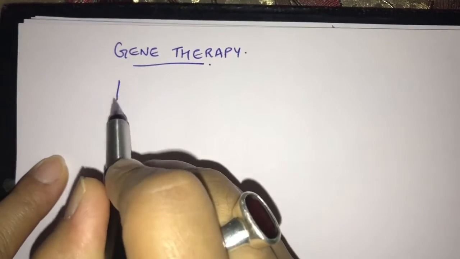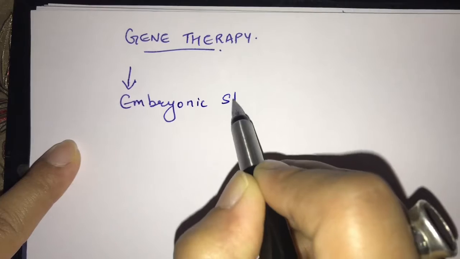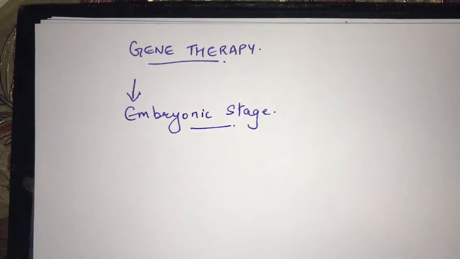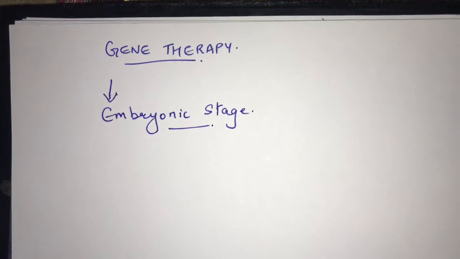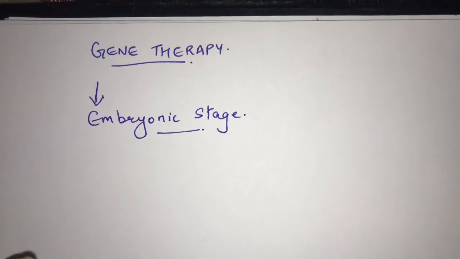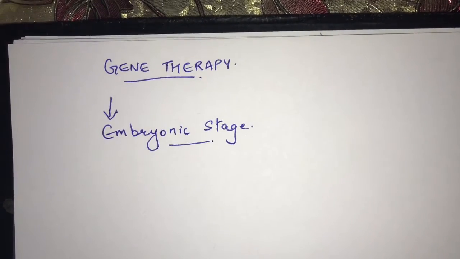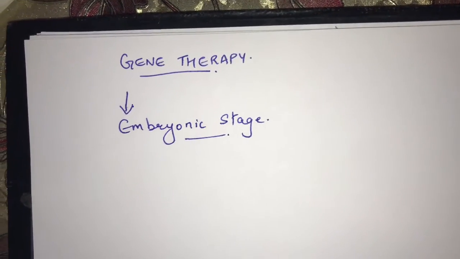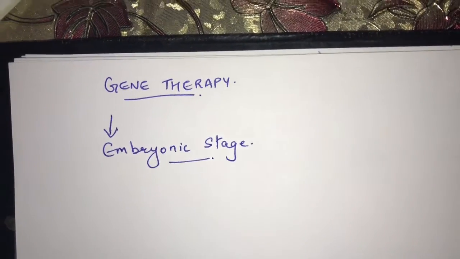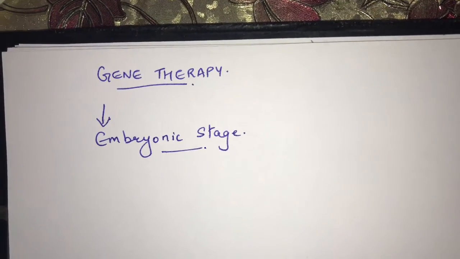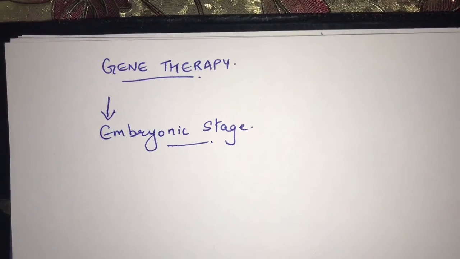So this gene therapy is performed at the embryonic stage. If a genetic disorder is diagnosed before the baby is born, and gene therapy is done at the embryonic stage, then it will last long, it will be permanent. When it is done, the normal gene takes over the function of the defective gene and compensates for the loss of the function of the non-functional gene.